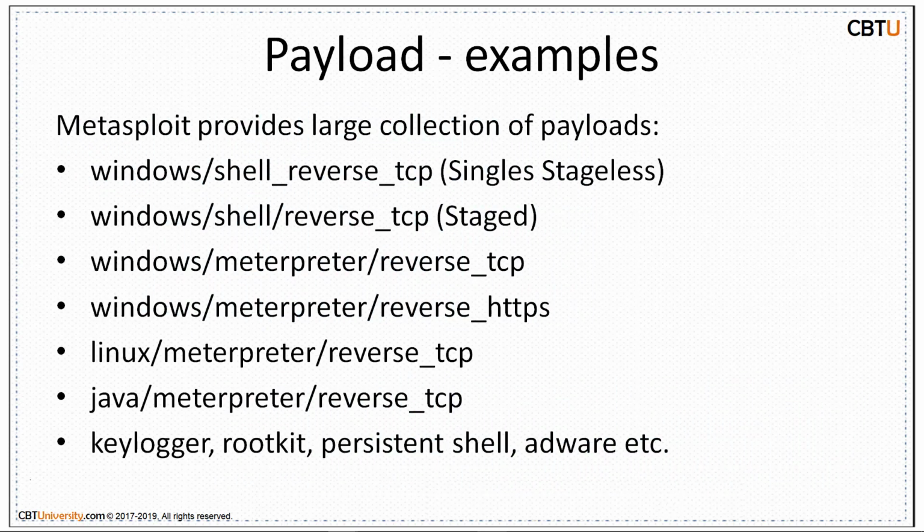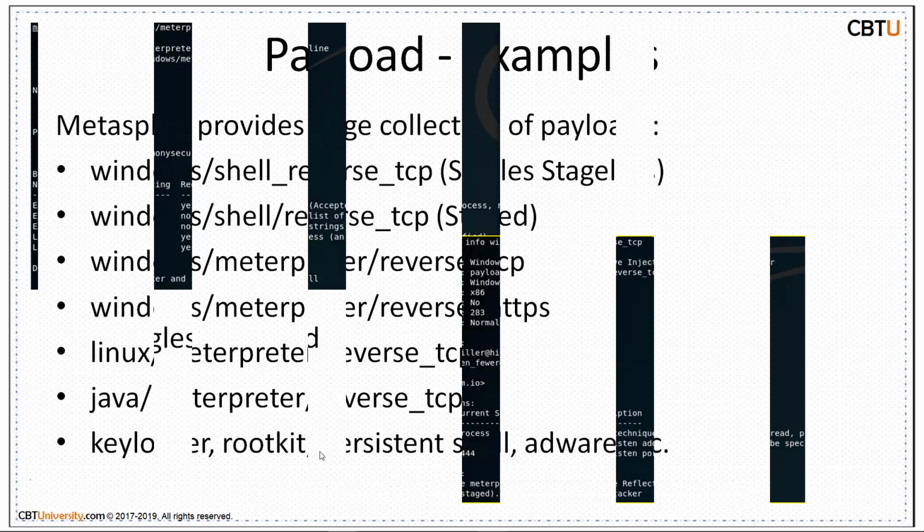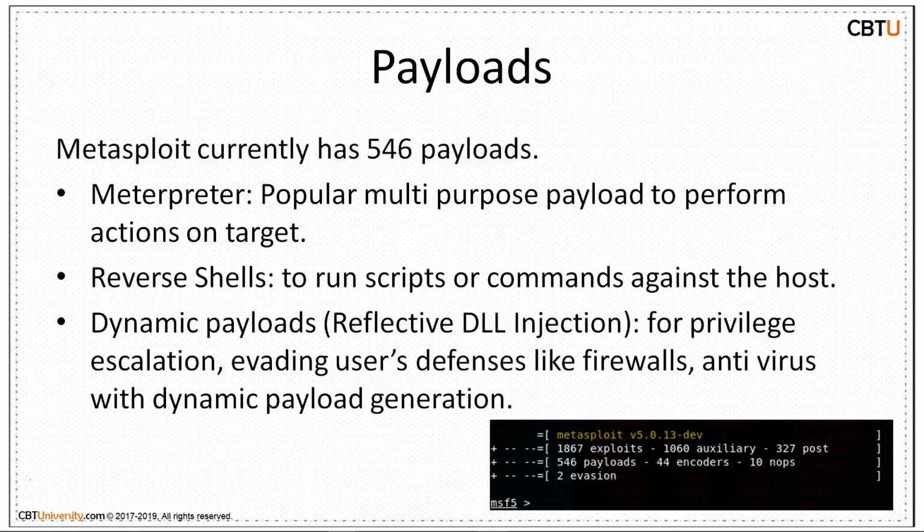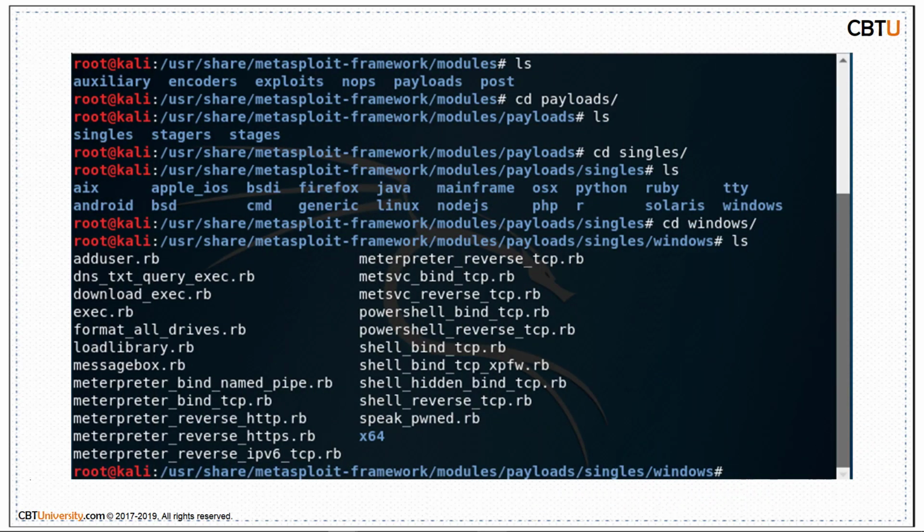Metasploit provides a large collection of payloads. These are some of the popular payloads: Windows Meterpreter, Windows Shell Reverse TCP, Windows Meterpreter Reverse TCP, Reverse HTTPS, Linux Meterpreter Reverse TCP, Java Meterpreter, and others. Other payloads are keyloggers, rootkits, persistent shell, adware, etc. This is singles versus staged. Popular payloads are Meterpreter, reverse shells, and dynamic payloads. Single payloads.